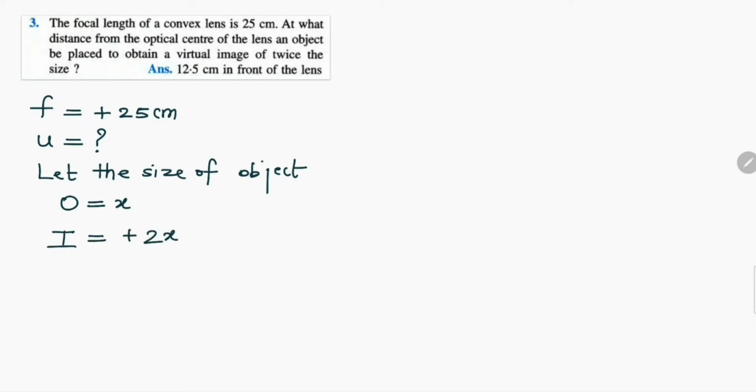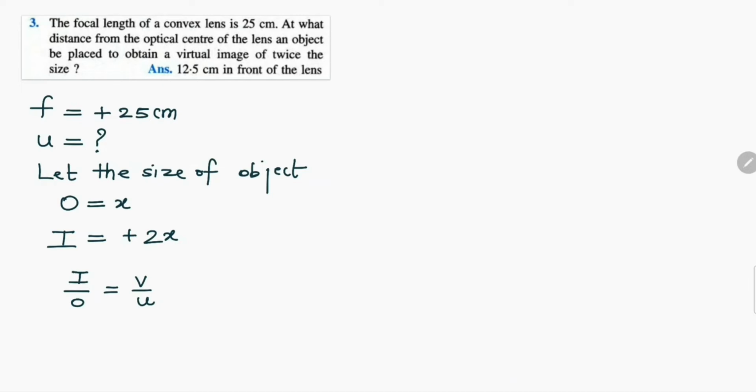So U is how much, such that you are obtaining a virtual image of twice the size of the object. Virtual image is found on the left hand side. Virtual images are upright. Let the size of the object O be equal to X. So I will be plus 2X.